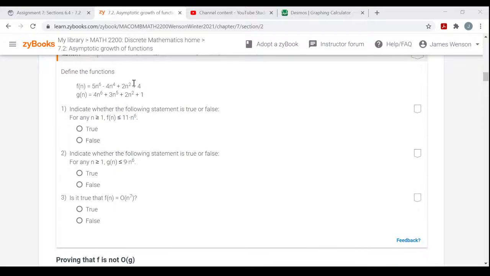All right, so suppose these functions here, f of n equals 5n to the sixth minus 4n to the fourth plus 2n squared plus 4, and g of n equals this. Indicate whether the following statement is true or false. For any n greater than or equal to 1, the value of f of n will be less than or equal to 11n to the 6th. Well, is 11 the sum of the positive coefficients there? 5, 2 is 7 plus 4 is 11. Yeah, this would be true then. For n greater than or equal to 1, f of n would be less than or equal to 11n to the 6th, or 12n to the 6th, or anything higher than that even. But from what we saw up here, this is true.